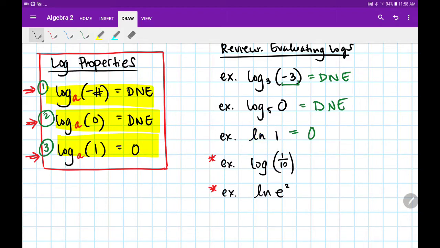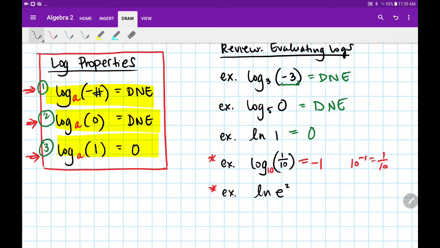Okay, these last two are a little more challenging, which is why I put red stars next to them. So if I need to evaluate this log, notice we're missing a base. Our base is 10. So the question we need to ask ourselves is, what does this evaluate to? You could set it equal to x, for example. So 10 to the which power gives us 1 over 10? If you remember your negative exponent rules, you'll recall that the answer is negative 1. 10 to the negative 1 is really 1/10. So our answer here is negative 1.